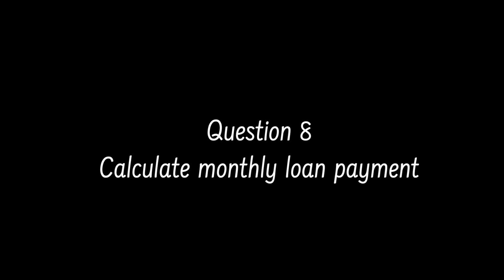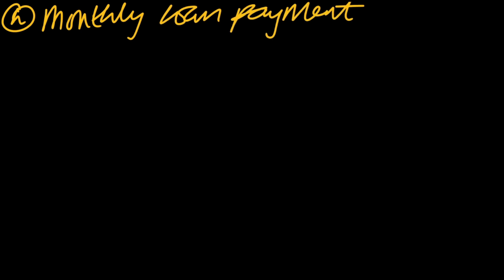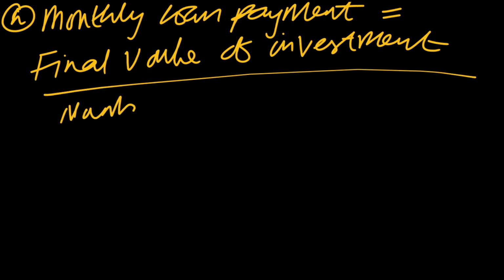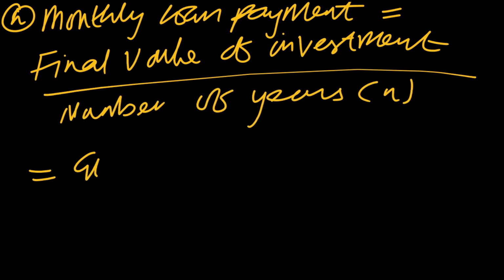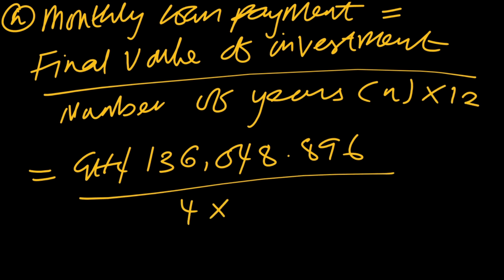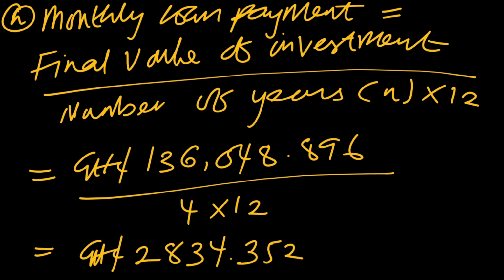Question 8. Calculate the monthly loan payment, which is equal to the final value of the investment divided by the number of years times the number of months in a year. So that is equal to the final value of the investment, which is 136,048.89 Ghana cedis, divided by 4 years times 12 months in a year. And the answer is equal to 2,834.352 Ghana cedis.